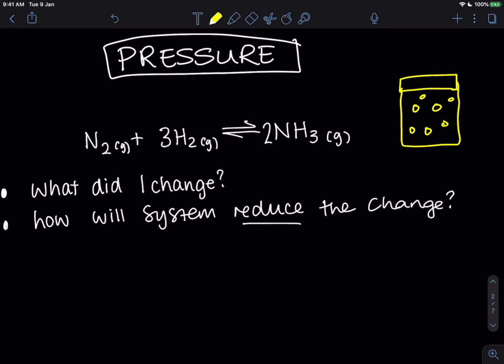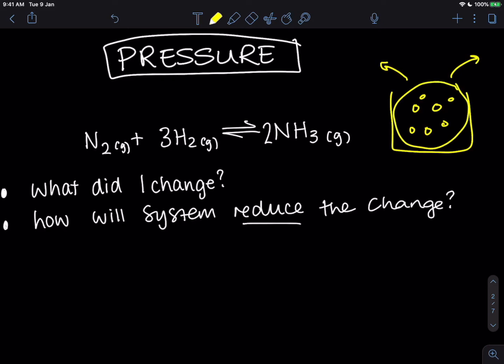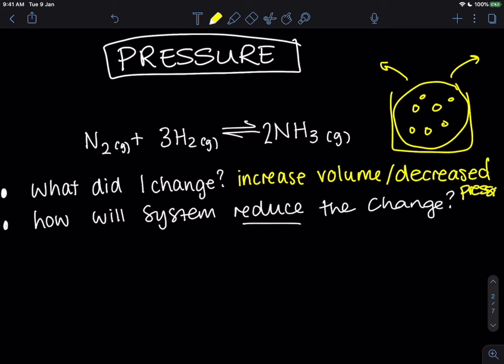If I take the lid off of this system and they're allowed to spill out, suddenly their space has got a lot bigger. So they have very few molecules in a very large space. So effectively their spatial concentration has massively decreased. So what it's going to want to do is make up for that. So I have increased the volume, or I have decreased the pressure, because they're not squished together as much anymore. And in order to fix that, what it needs to do is make more molecules of gas. So it doesn't really care about what molecules it makes, it just wants to make more.